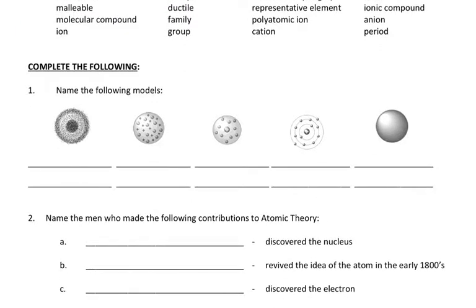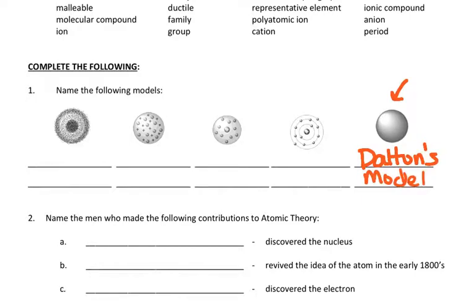When we are trying to identify the different models of the atom that have existed throughout the years, I find it easiest to remember them in chronological order. Just start with the oldest one and make our way forward. So the oldest one is the simplest, the one that looks like a solid sphere, and that was John Dalton's model when he revived the idea of the atom in the 1800s.